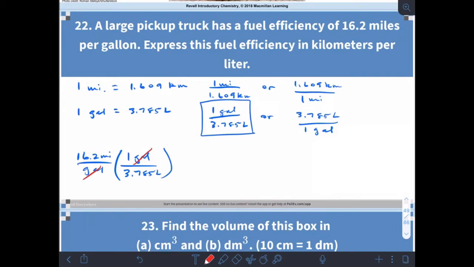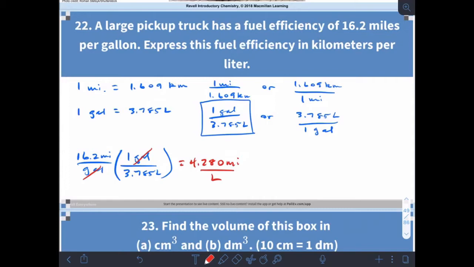If I stop here and do this calculation on my calculator, 16.2 divided by 3.785 will give me an answer of 4.28 miles per liter. So I can do this one step at a time. Now I have an answer in miles per liter, and now I need to convert miles to kilometers, so I get kilometers per liter.